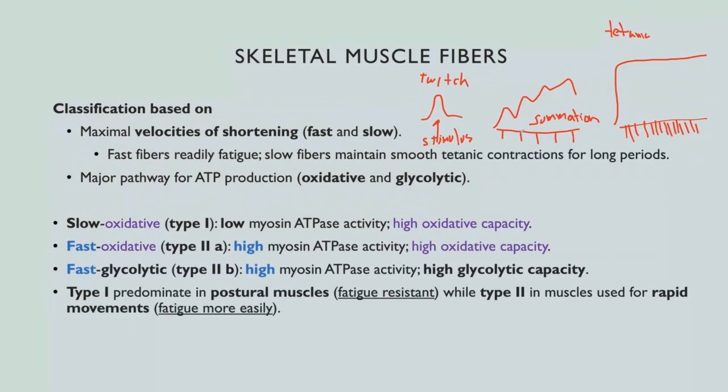So the velocity of shortening is one of the things that we use for classification, and then the major metabolic pathway, whether it's oxidative or glycolytic. There are different fibers. Some time ago, the classification was type 1, type 2A, or type 2B. Now they have changed this a little bit because it is very hard to remember which is the type 1, 2A, 2B. That doesn't say anything.